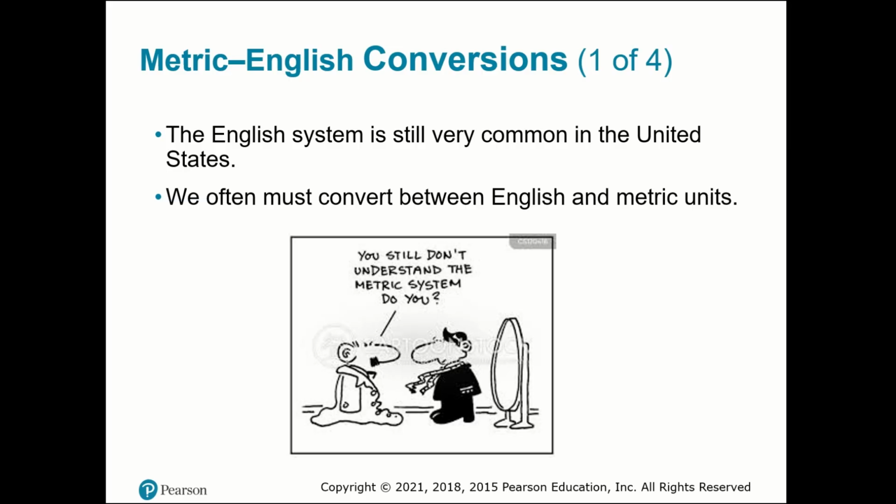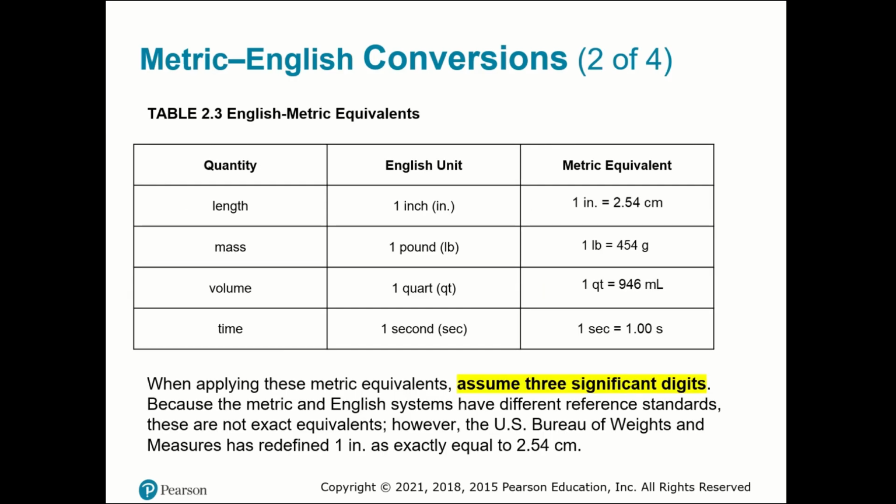So the English system is still very common in the United States. We often must convert between the English and metric systems, so we prevent errors like this. We see the cartoon, the designer is looking like, oh my god, what did I do, right? Because the customer says, you still don't understand the metric system, do you? Because probably they gave him the unit in meters, and now he decided to use English units, so now it's bigger than he expected.